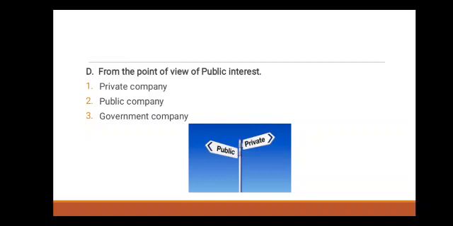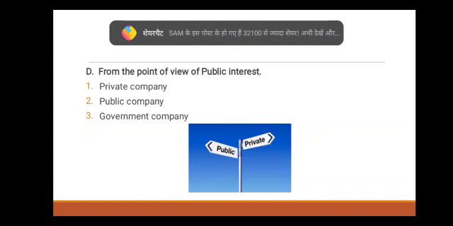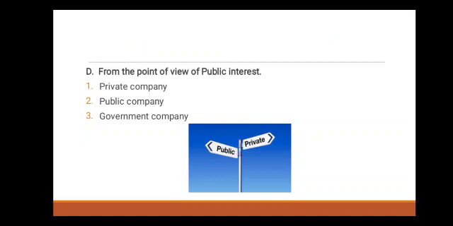Second, public company. A company which can be formed by a minimum of 7 persons, having no maximum limit on its members, offers its shares to the public with a view to collect large sums of money to finance its projects, and also does not restrict the rights of its members to transfer their shares, is called a public company. The title may be given in a public company, that is, ABC Limited.